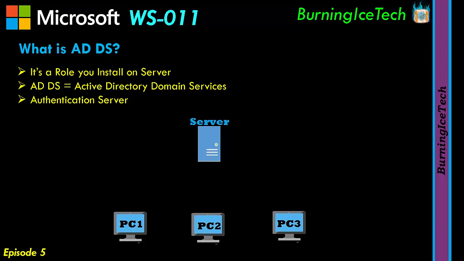And in a server situation, all the PCs in your company normally are going to be joined to a domain of sorts. It's normally going to be your company name followed by .com or something. So in this case, I'm going to pretend to join all 3 of these machines to a domain called burningice.tech.com. You can call it whatever you want. I'm just making up something. I don't really have a domain like that, at least not yet anyway.